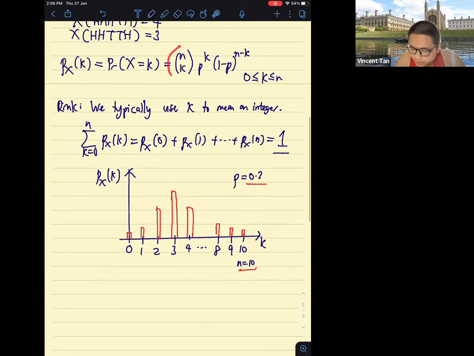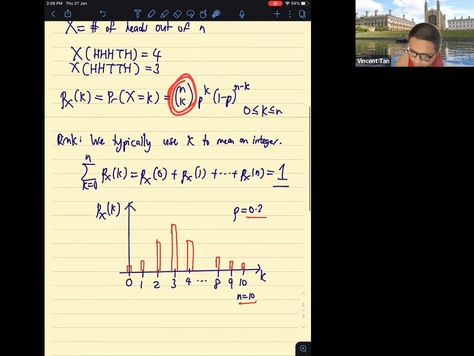Last time I already explained where this factor comes from. Suppose you have three heads out of n; you need to find the locations of the heads. You need to determine the locations of the three heads within the five tosses, and there are a total of 5 choose 3 ways for that. That explains the n choose k term. Okay. Can I move on?